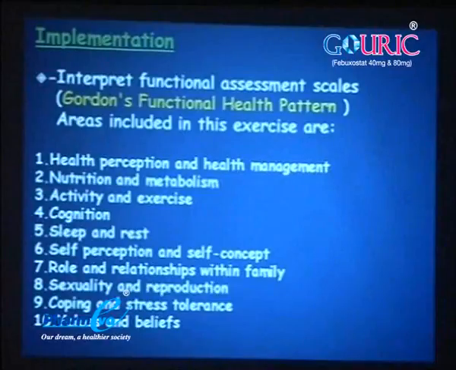Now, how to implement? For the implementation, there is a functional health assessment scale, that is Gordon Functional Health Pattern. It includes all the areas that are necessary for the assessment: health perception and health management, nutrition and metabolism, activity and exercise, cognition, sleep and rest, self-perception and self-concept, role and relationship within family, sexuality and reproduction, coping and stress tolerance, values and beliefs.